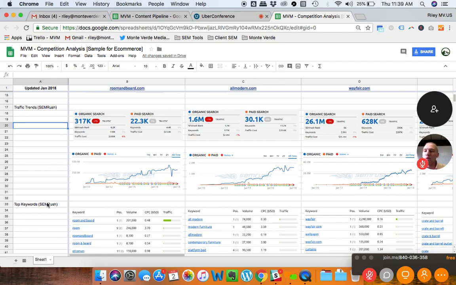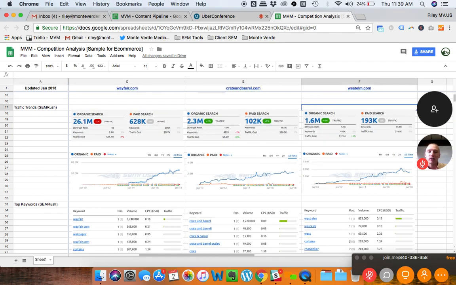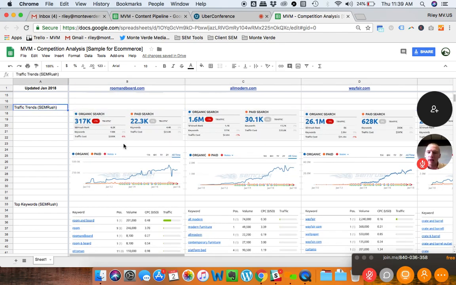Moving down to row 17 here, traffic trends. So these are metrics from SEMrush, another industry leader in the digital marketing space. What this is showing us, this top row here, is how much organic traffic and how much paid traffic they have per month. And then we can also see an estimate of how much they're paying, and all of these are estimates. They're third-party metrics, so take them with a grain of salt, but we can see an estimate of how much they're spending per month on paid search.